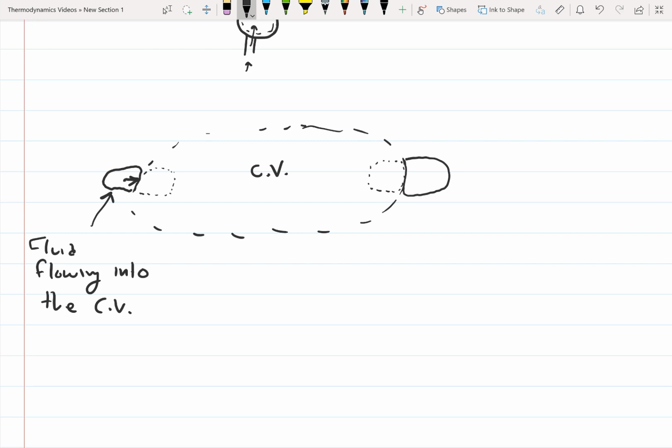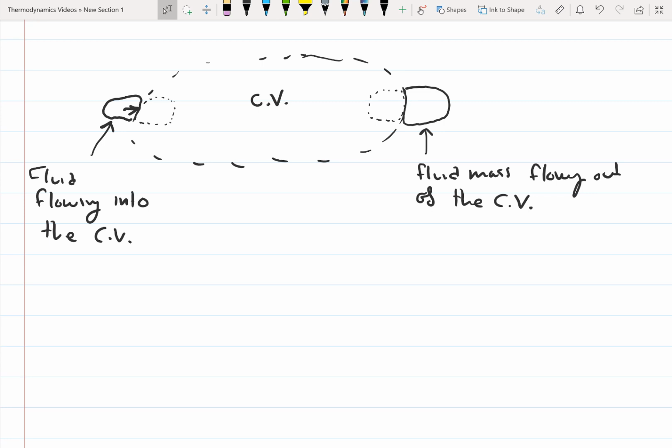So here's the fluid after it pops out. So this is the fluid mass flowing out of the control volume. All right, so basically we're interested in this mass that's flowing into or out of the control volume because there's a certain amount of energy. So mass carries energy. So when we have the mass flow into the control volume, it's going to carry energy with it. And when it flows out of the control volume, it's also going to carry energy with it.